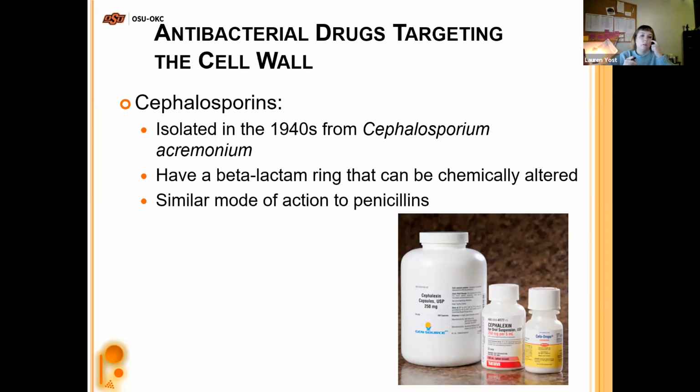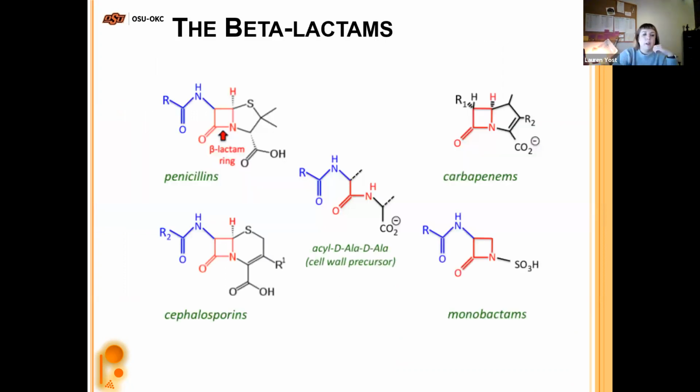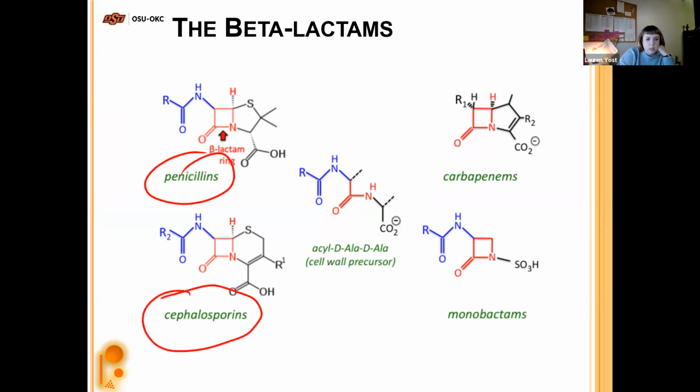Cephalosporins, right? These also target the cell wall. They also have a beta-lactam ring, similar to penicillins. We also have carbapenems, similar idea. These are the beta-lactams: the penicillins, the cephalosporins, the carbapenems. I don't need you to know the ones that we have not talked about right now.